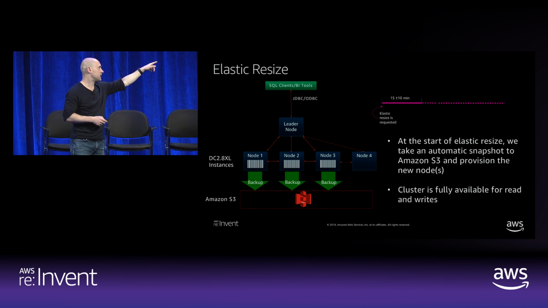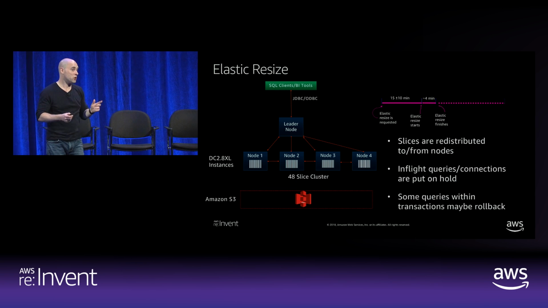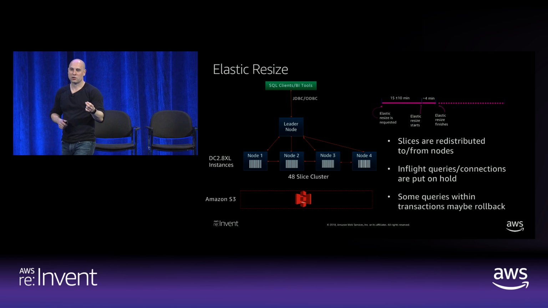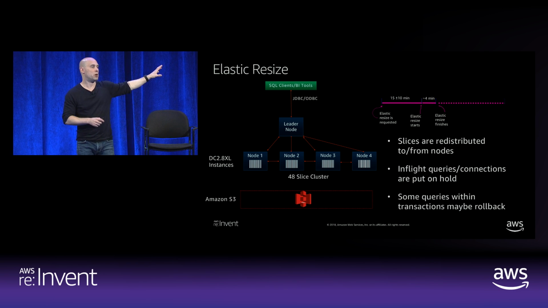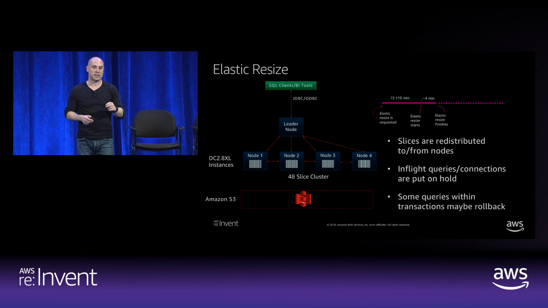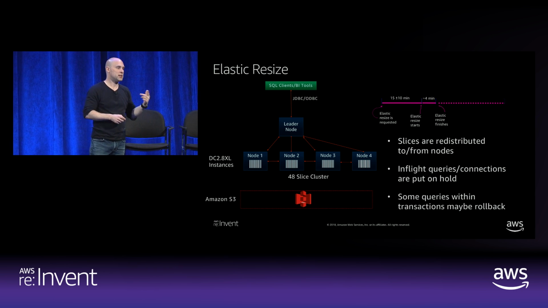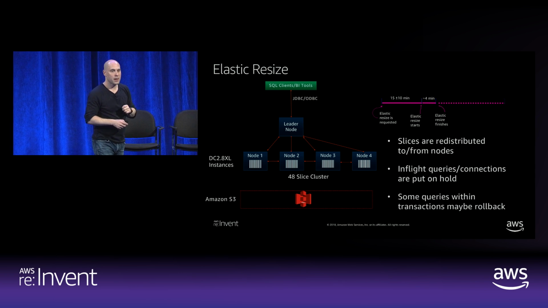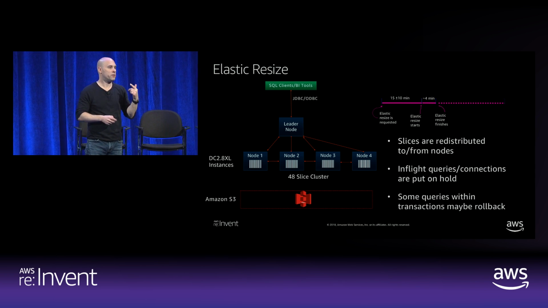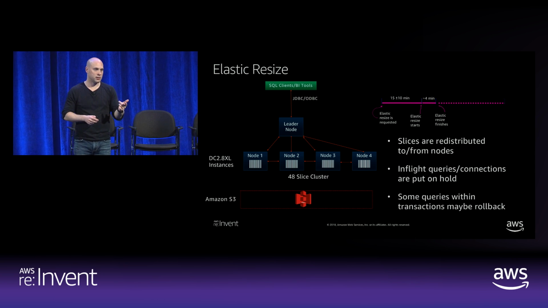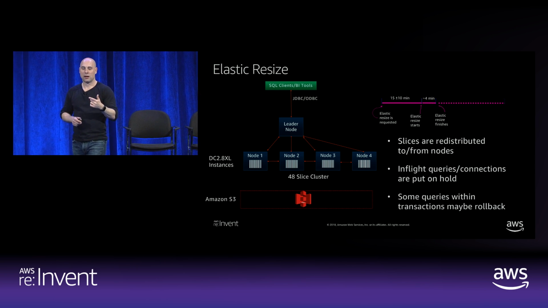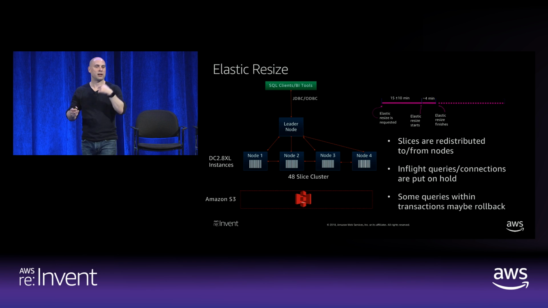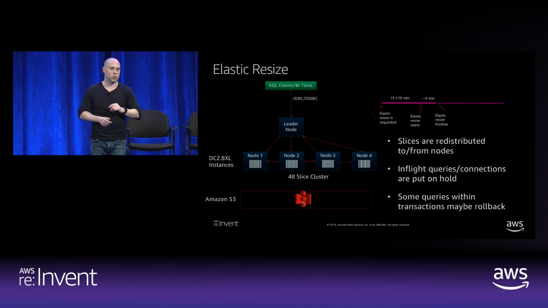If you see those 16 little white lines, some of them just moved over. We redistribute some of those slices from those 3 nodes to that 4th node. In this example, every one of the nodes now has 12 slices. So that's essentially how we do the resize. This operation to shuffle these slices around takes about 4 minutes. During this time, all of the connections and in-flight queries are parked and held. We will resubmit them once this is done, with the exception of some writes that occur in a transaction. Unfortunately, those ones will be rolled back.